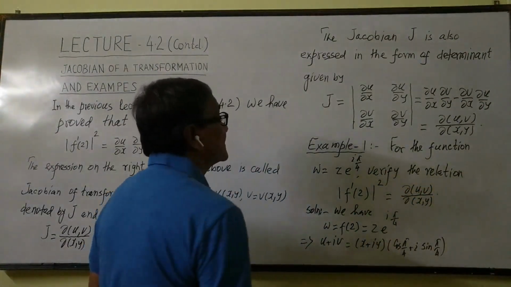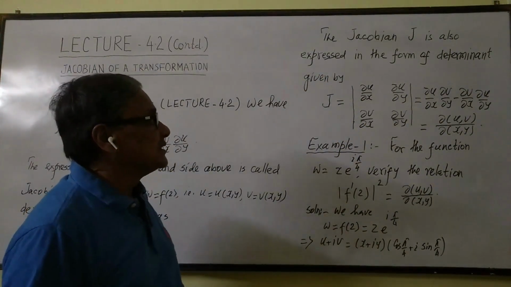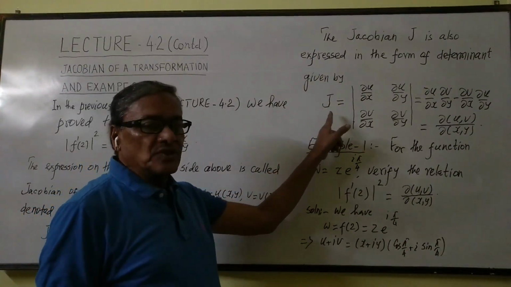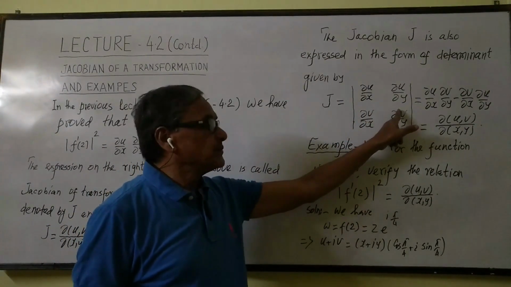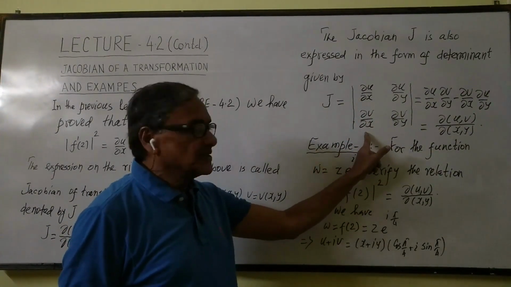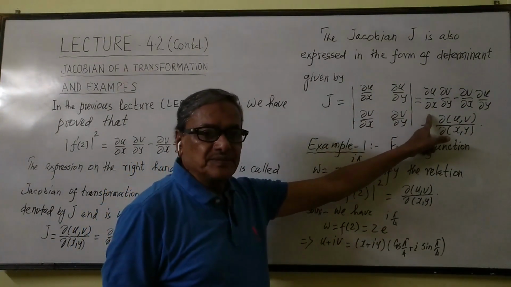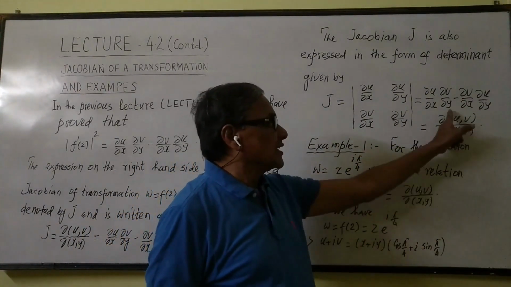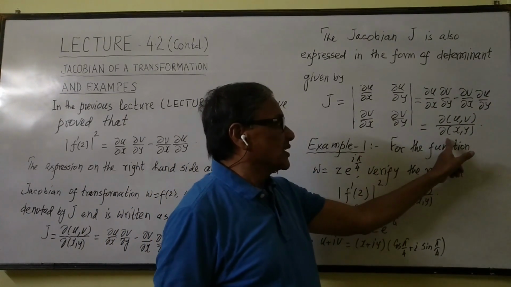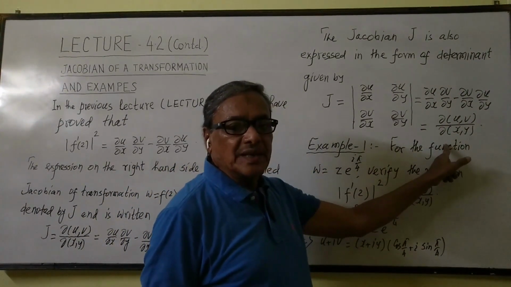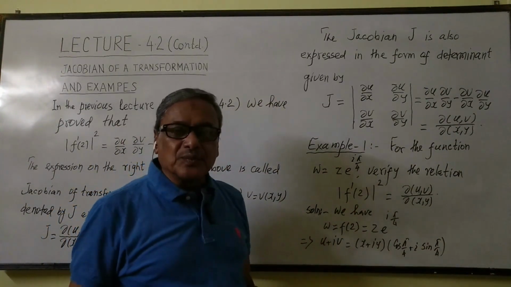Now the Jacobian J is also expressed in the form of a determinant, given by J equal to the determinant with first row del u del x, del u del y, second row del v del x, del v del y. On expansion of this determinant we shall get this expression del u del x del v del y minus del v del x del u del y, which is our Jacobian del u v upon del x y. Now we want to explain it through an example.